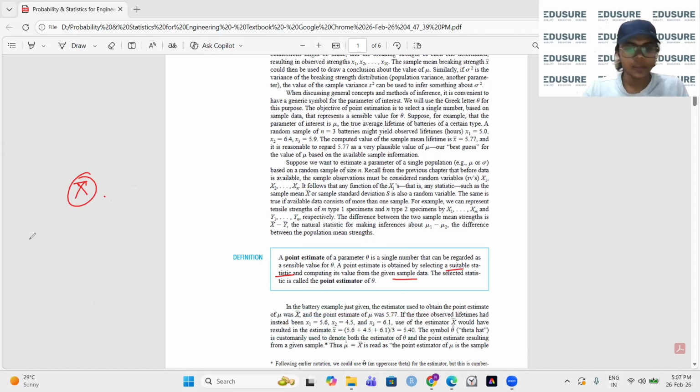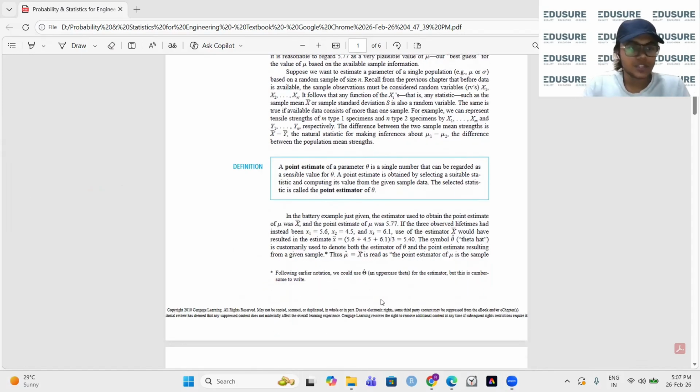In the next paragraph, we will see just what I told you. In the battery example just given, the point estimate of mu was 5.77. If the three observed lifetimes had instead been x1, x2, x3, use of the estimator x bar would have resulted in the estimate 5.40. The symbol theta hat is customarily used to denote both the estimator of theta and the point estimate resulting from a given sample. So basically, if there is a parameter theta that we need to estimate, we can find a suitable estimator and try to have our best guess.